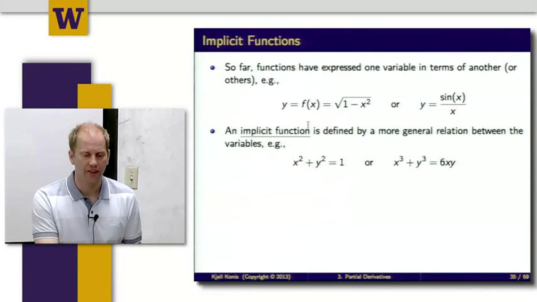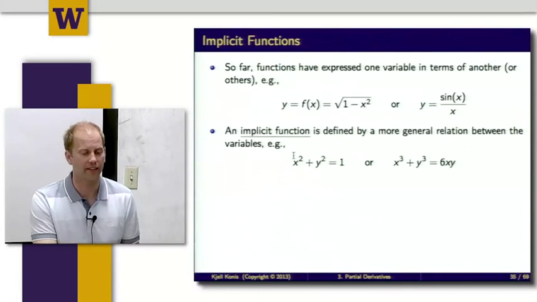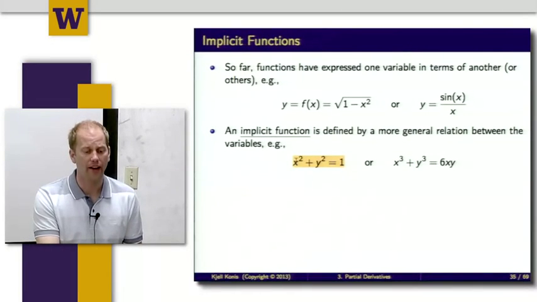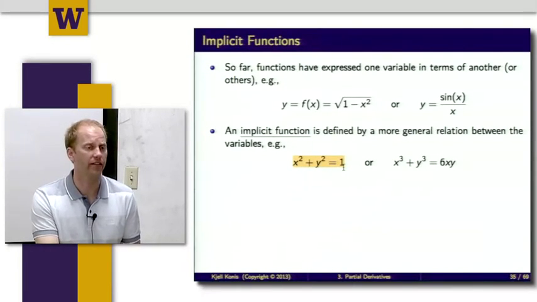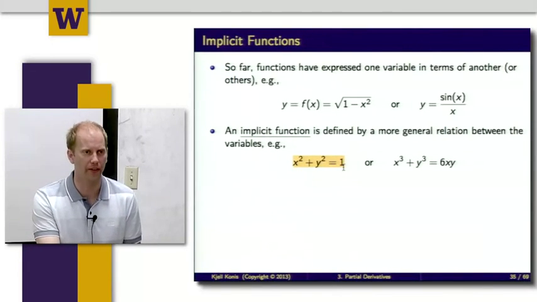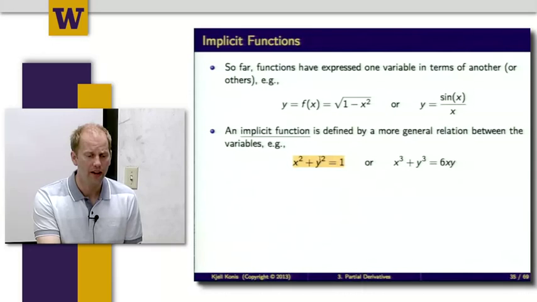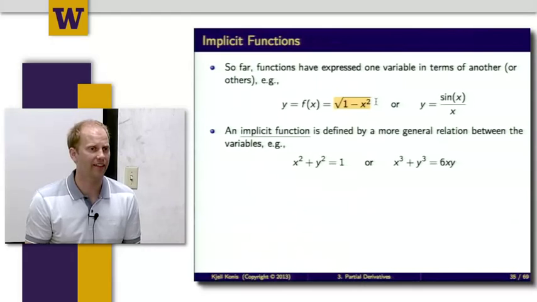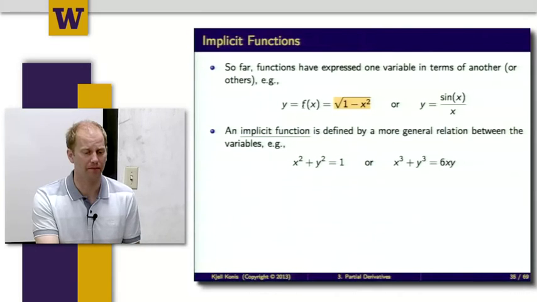So an implicit function is defined by a more general relationship between the variables. So this is the equation of a circle. I say x squared plus y squared equals 1. If I'm on a circle of radius 1, this is going to be true for every point that's on that circle, and it's going to be false for every point that's not on that circle. And this one, if you think about what I've done up here, at least has kind of an easy way to go between the old, or the specific, definition of a function.